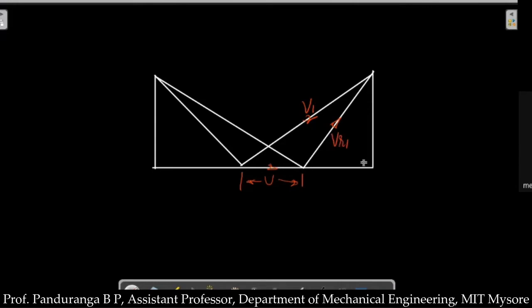Since we are dealing with vectors, not only the magnitude but also the direction of the vector matters. So the angle made between v1 and u, I'll call alpha 1, and the angle made between v1 and vr1, I'll call beta 1.